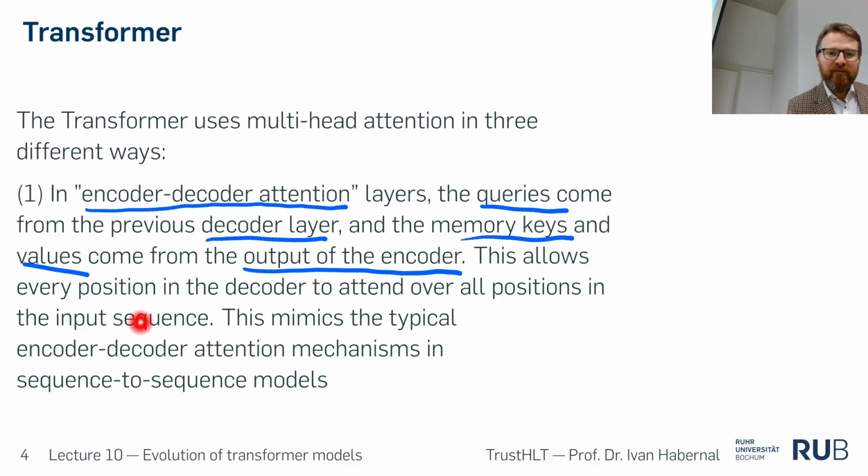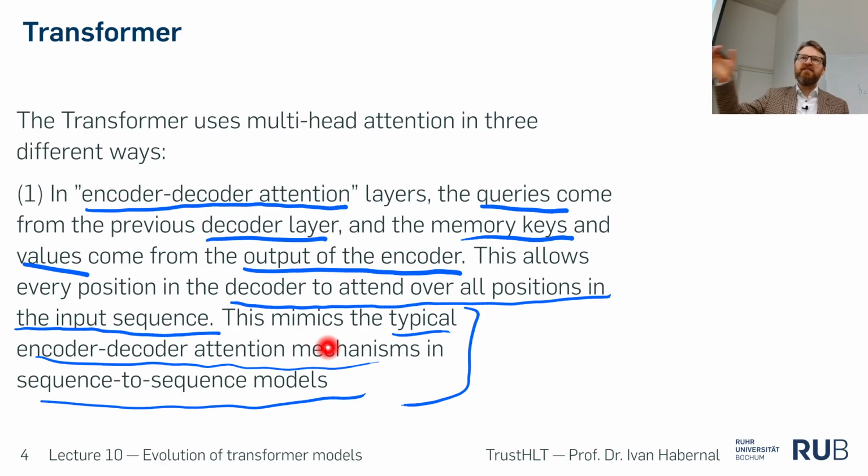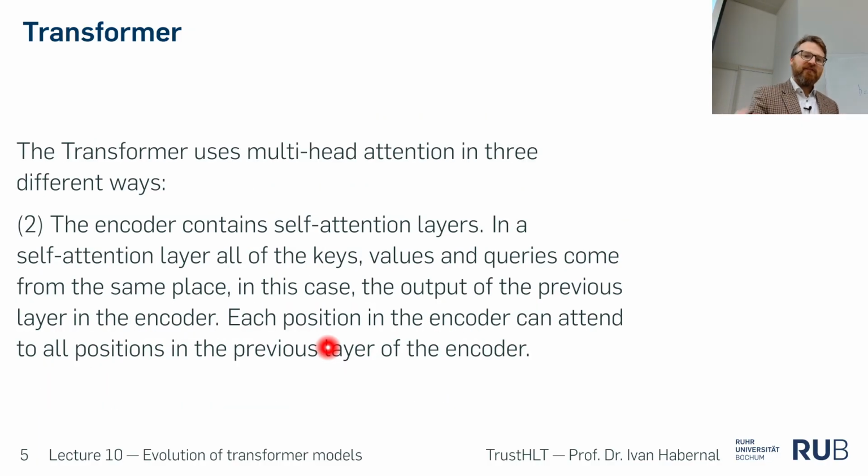So this allows every position in the decoder to attend over all positions in the input sequence. And it mimics the typical encoder-decoder attention mechanism in sequence-to-sequence models. I'm not sure if we talked about this in the RNN sequence in, sequence out, but basically that's where the inspiration comes from. Then the second part in this transformer is the multi-head attention, used in three different ways.